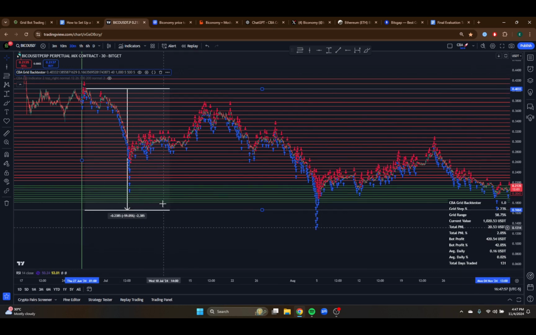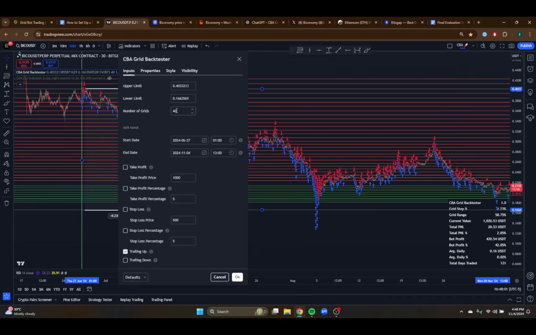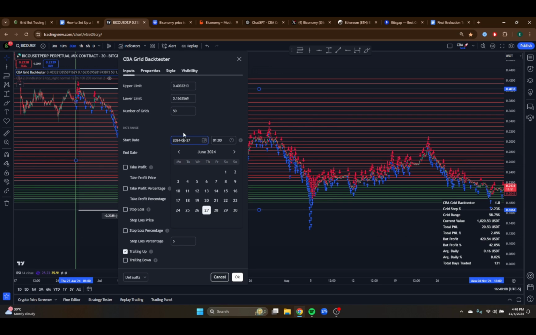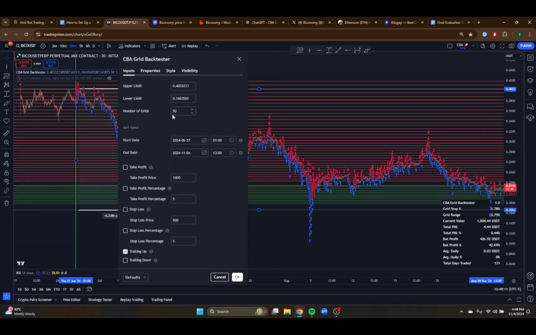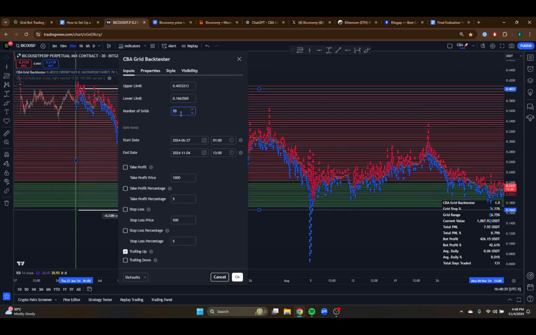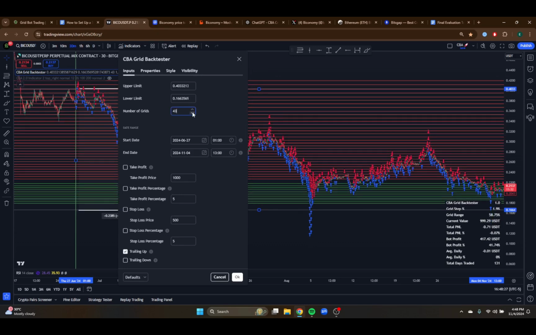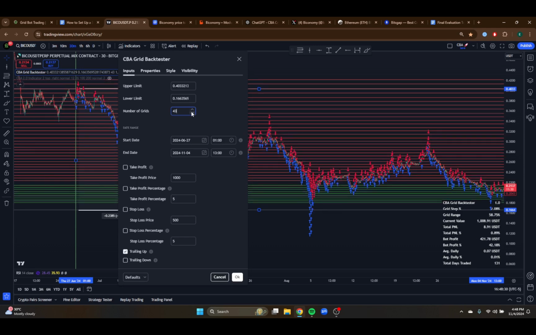So once we have defined the grid range, we're going to double click on the CB grid backtester and we're going to start increasing this, right? So from 40, I'm going to increase it to 45, actually to 50. Yeah. We're going to see if this improves, then 60. Okay, no improvement so far, and 70. Okay, so looks like 40 is the one. We're going to increase this to 45 in that case. Or let's do 42. Oh, come on, 42.